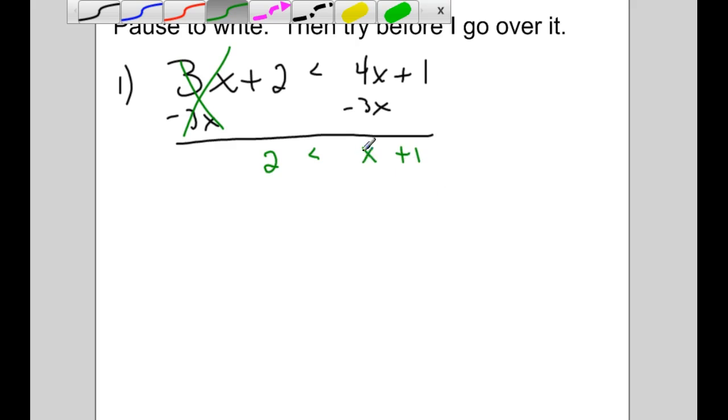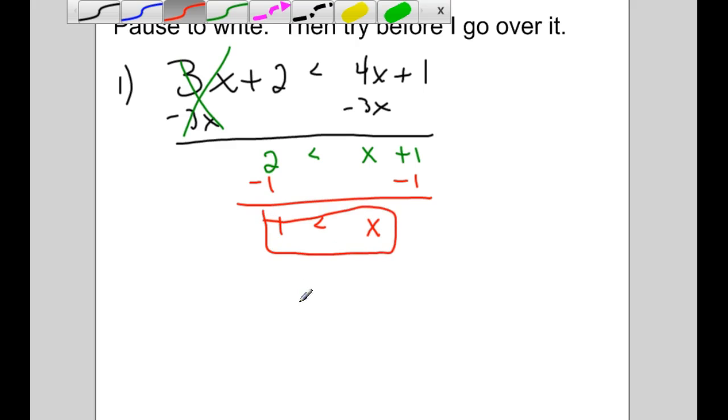You want the x all by itself, so we're going to get rid of the plus 1 on that side by throwing in the negative. That leaves just x on this side of the inequality. And you get 2 minus 1 is 1. So this is your solution. You graph this. If you prefer to have x on the other side, remember you can turn it around.